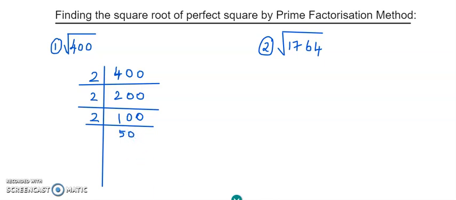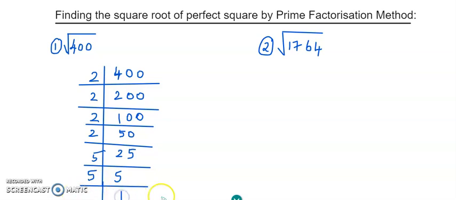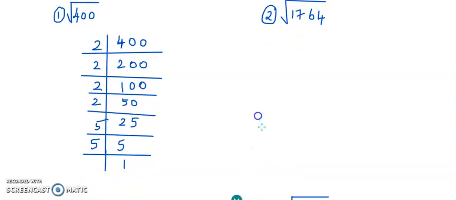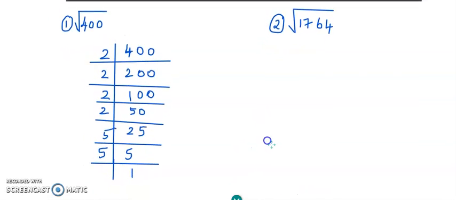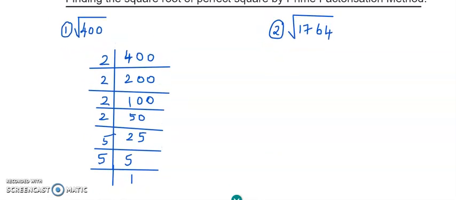50 times 2 is 100, right? Again 2. So that will be 2 times 25 is 50. Now I know that 25 is what? Yes, 5 times 5. So these are the factors of which one? Yes, of 400, right? Now what do we need to do to find the square root? Okay, what we'll do is we'll write like this.